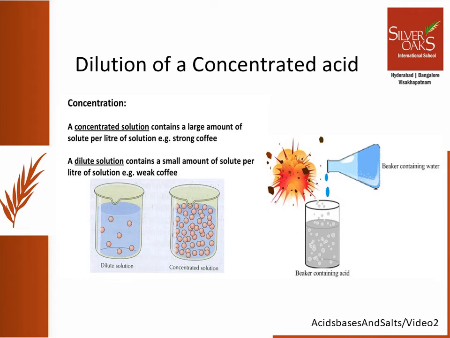Similarly, a dilute acid contains small amount of acid per liter of solution. A concentrated acid will have many molecules of acid per liter of the solution, whereas in dilute acid there would be very less amount of acid per liter of solution. We can convert a concentrated acid to a dilute acid. Now, this is the way shown over here.